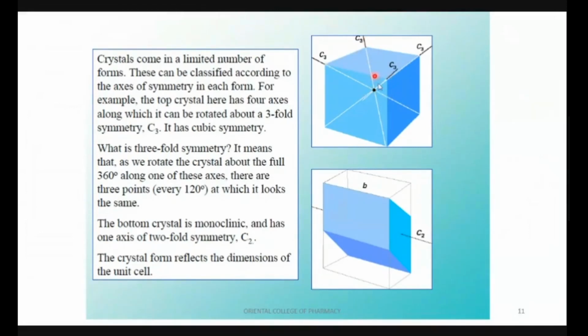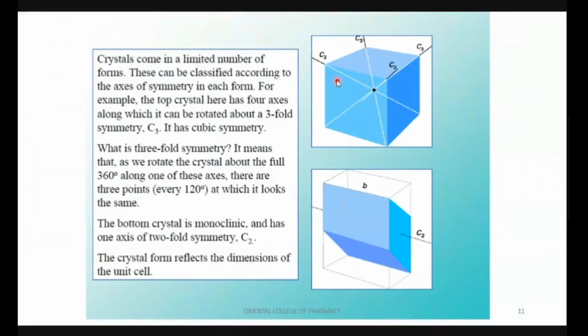Select any one axis. Suppose I am selecting this axis. Now, about this axis, I want to imagine the rotation. The crystal is rotating around this axis. The axis is joining this corner to the middle of the crystal to this corner. It is passing through the crystal structure.